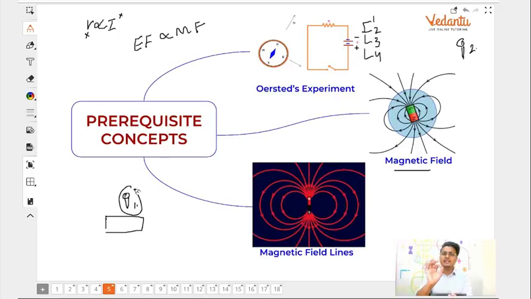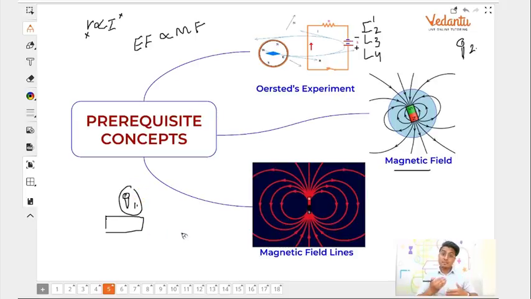I can give you a very simple 1 mark definition for this particular part. Magnetic field is the region in which the magnet's magnetism can be felt. The magnet's magnetic force can be felt. Simple. Cool? So magnetic field is understood.